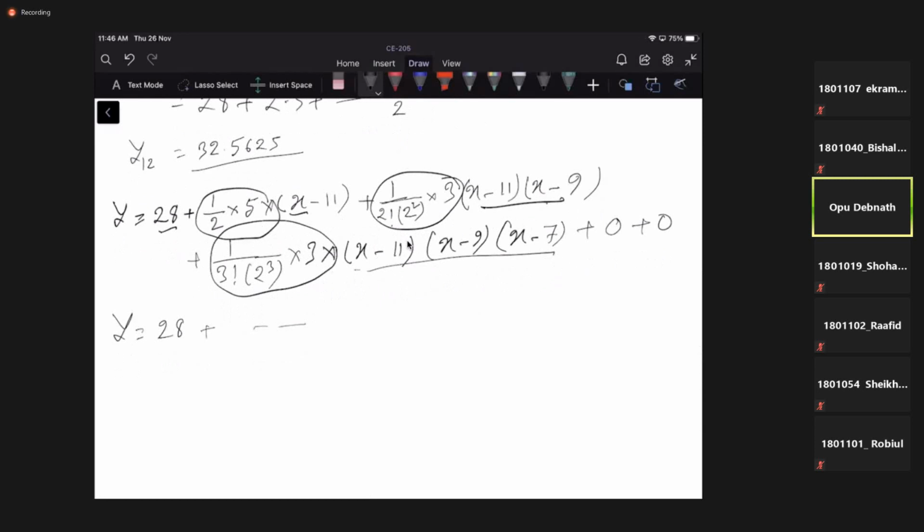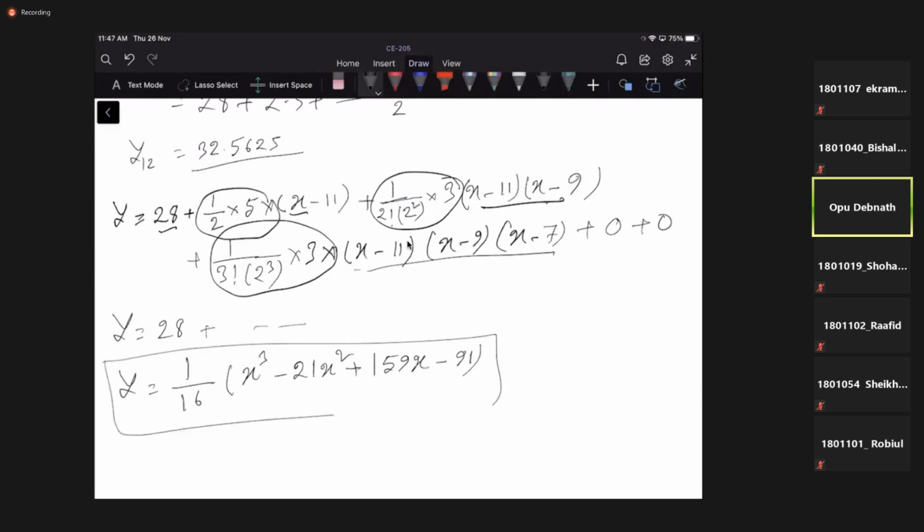And after simplifying this equation, you will find the precise equation y is equal to, in this form. After simplification you will find 1 by 16 x cube minus 21 x square plus 159 x minus 91. So this is your desired equation.